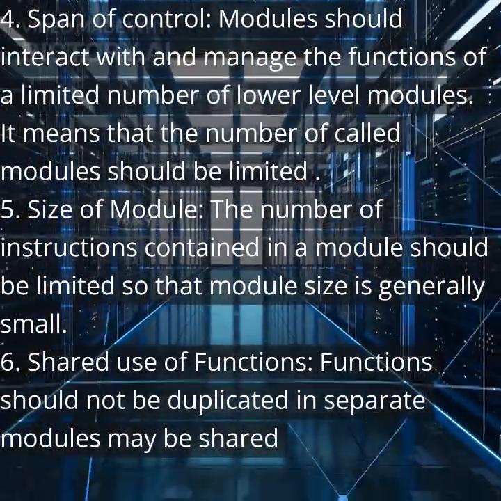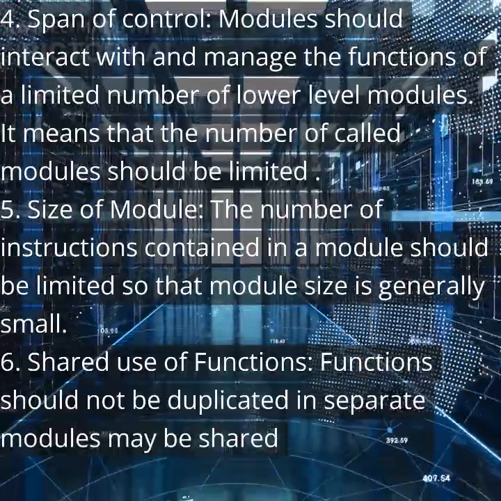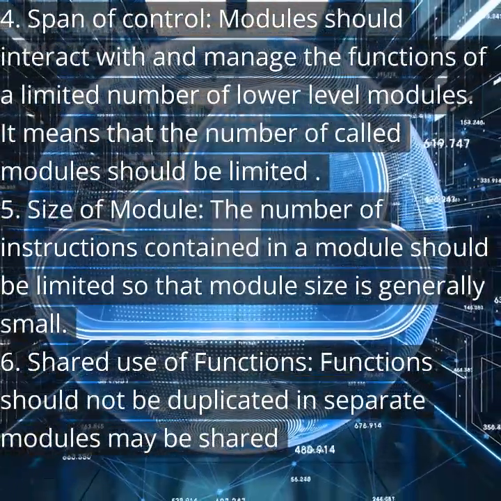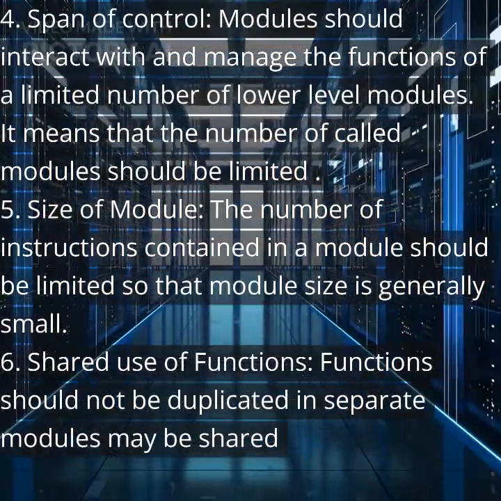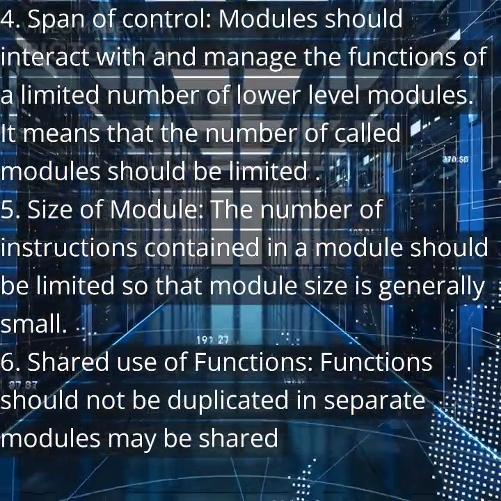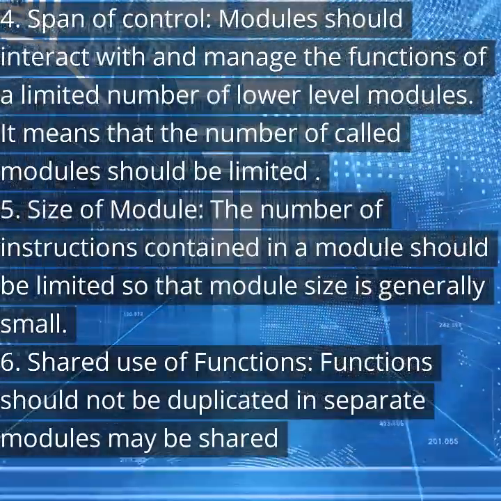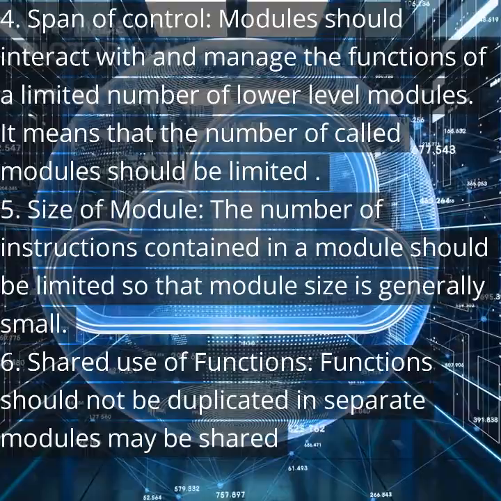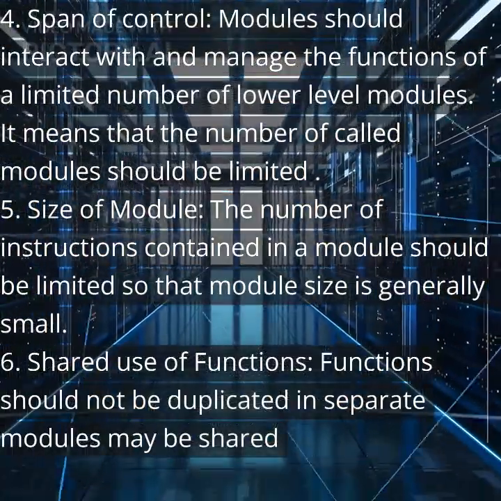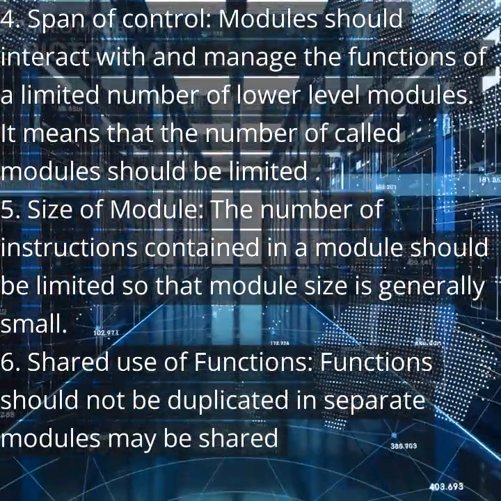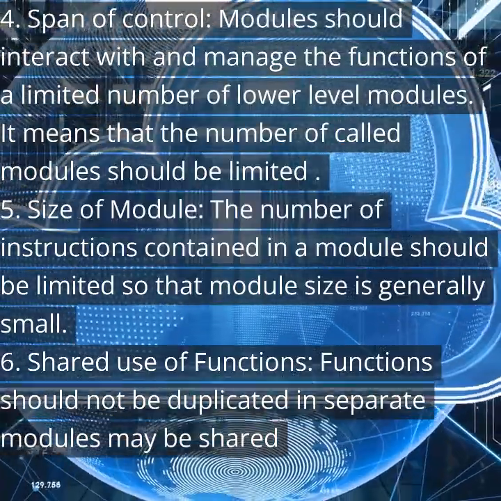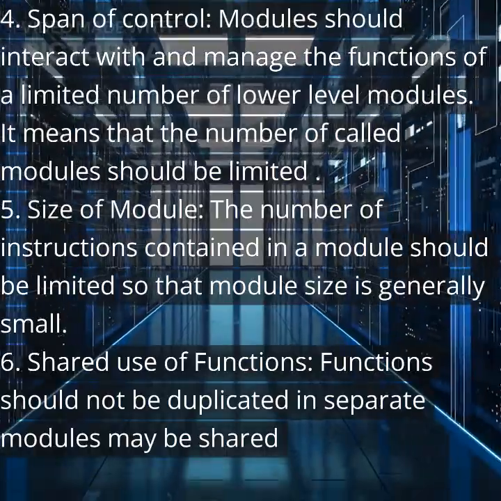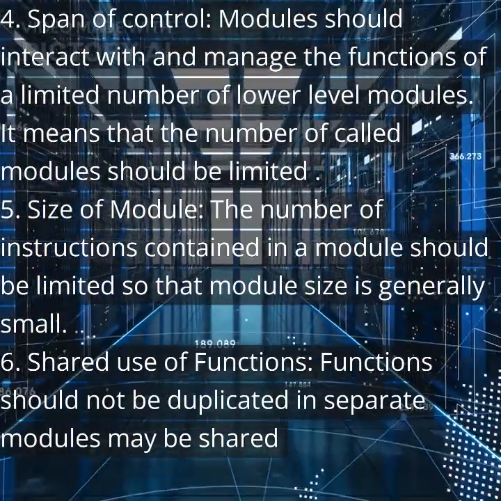4. Span of control. Modules should interact with and manage the functions of a limited number of lower-level modules. It means that the number of called modules should be limited. 5. Size of module. The number of instructions contained in a module should be limited so that module size is generally small. 6. Shared use of functions. Functions should not be duplicated in separate modules, but may be shared.